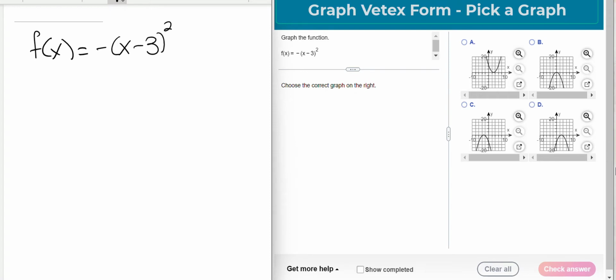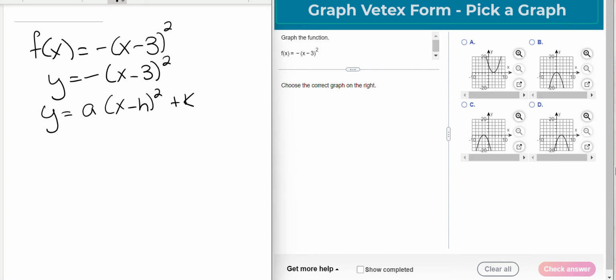Now for some of you, if you haven't learned f of x, that's the same thing as saying y equals negative (x minus 3) squared. Now right underneath it, I'm going to write our vertex form. Y equals a(x minus h) squared plus k. The a tells us if it's going to be a happy face, it's positive. If it's negative, it's a sad face.